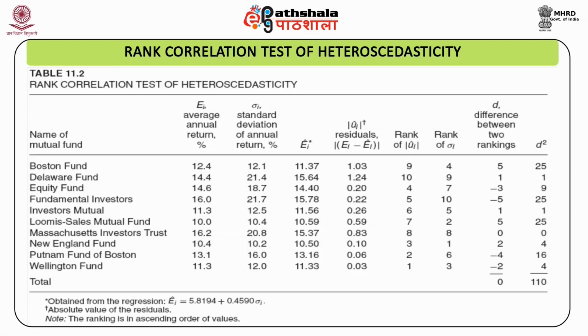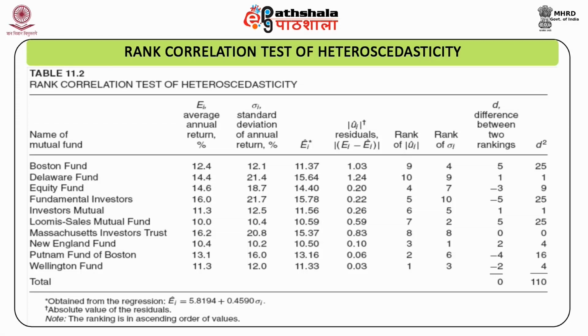After doing some calculation and using formula 1, we get rs is equal to 1 minus 6 times 110 divided by 10 multiplied by 100 minus 1. This will be equal to 0.3333. Applying the t-test given in formula 2, we find t is equal to 0.3333 multiplied by root of 8, divided by root of 1 minus 0.1110. This will come equal to 0.9998.